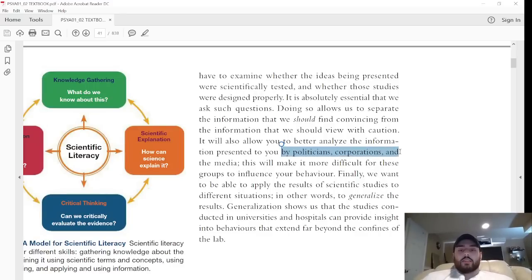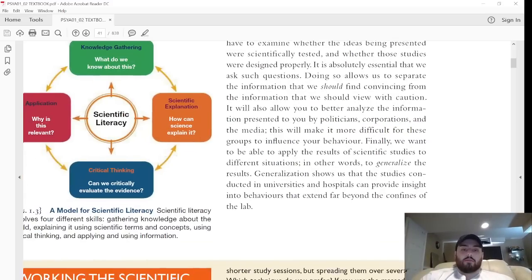It will also allow you to better analyze the information presented to you by politicians, corporations, and the media. So this here is exactly what I had mentioned earlier, that everything in science has to be broken down by critical thinking. And when you understand scientific literacy, you can break down information that is even outside of a scientific realm, right? Even outside of social sciences, right? That can apply to politics, your corporate business, and the media, right? And this will make it more difficult for these groups to influence your behavior, right?